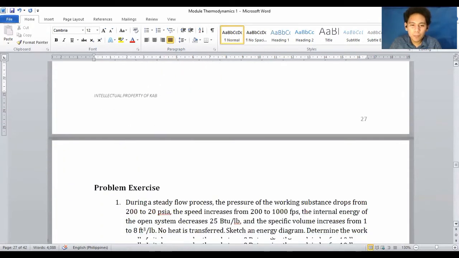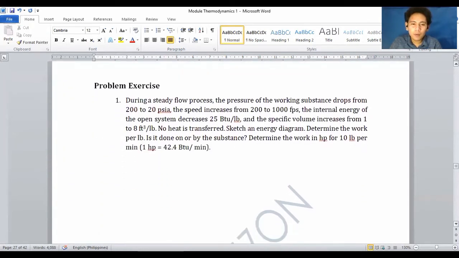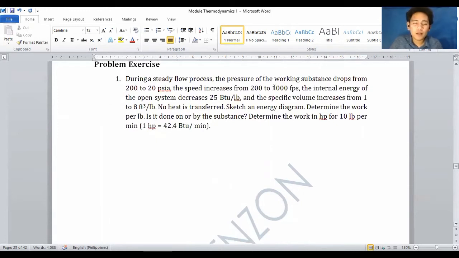Okay, let's go back here. Yes, the speed increases from 200 to 1000 fps, your V1 and your V2. Then the internal energy of the open system decreases 25 BTU per pound. So when you say the internal energy of the open system decreases, it is a change in internal energy of 25 BTU. And the specific volume increases from 1 to 8 cubic feet per pound, your v1 and your v2.